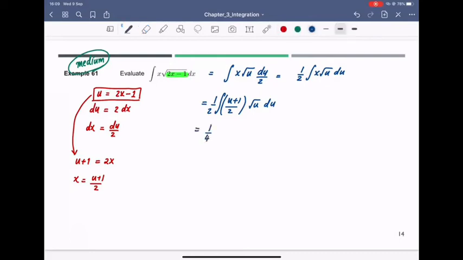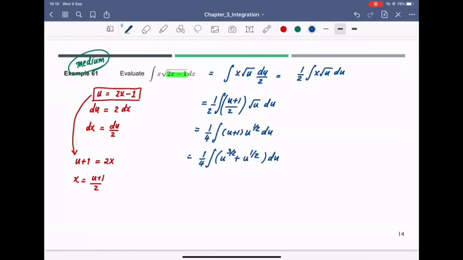So I pull out 2, so I get a quarter. So what if I want to integrate u plus 1 times square root u? Well, why don't we expand it and integrate? So let's do it. I'm going to switch square root u to u to the 1/2 du. Now I expand it, so I get a quarter times the integral of u to the 3/2 plus u to the 1/2 du.